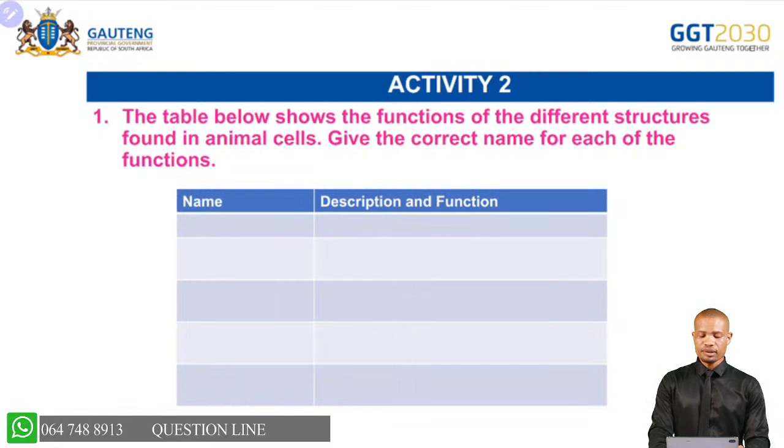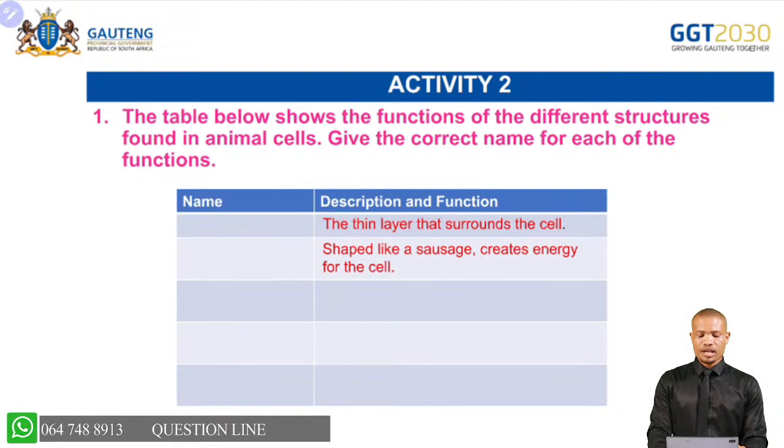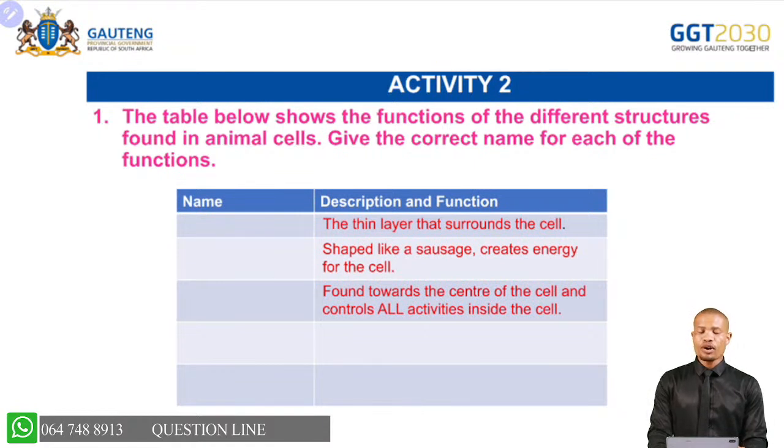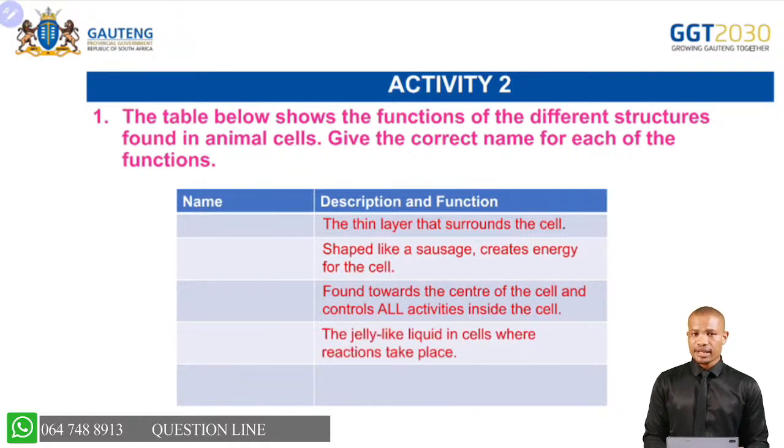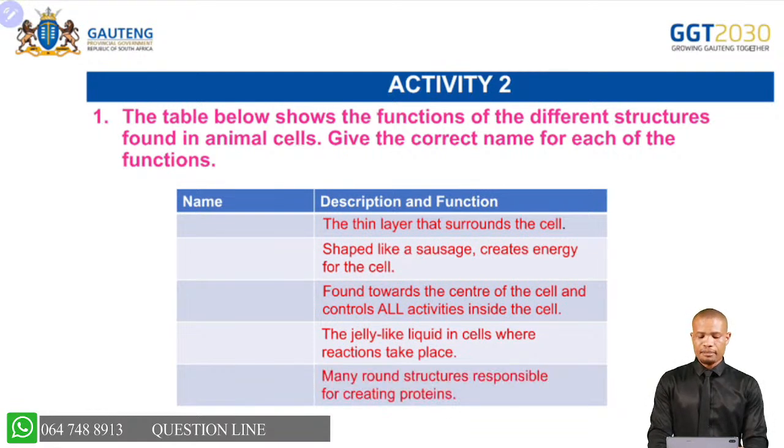So there is your table. You are given the description and function. You need to come up with names. So the first description says the thin layer that surrounds the cell. It's shaped like a sausage, creates energy for the cell, found towards the center of the cell and controls all activities of the cell. Jelly-like liquid in cells where reactions take place. The last one, many round structures responsible for creating proteins. So we will do this activity together, okay?